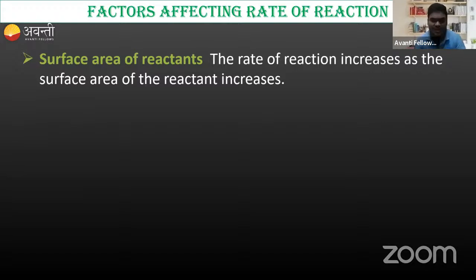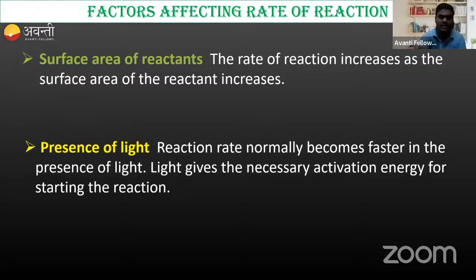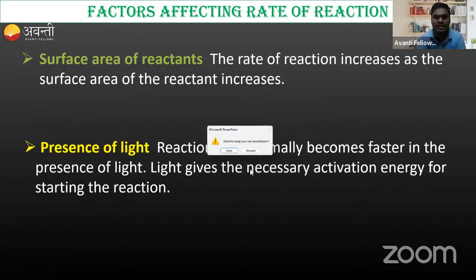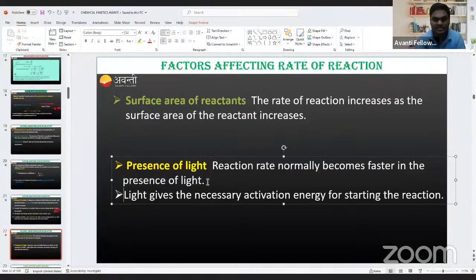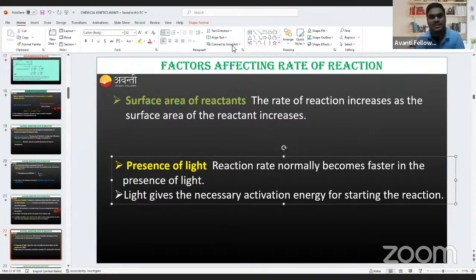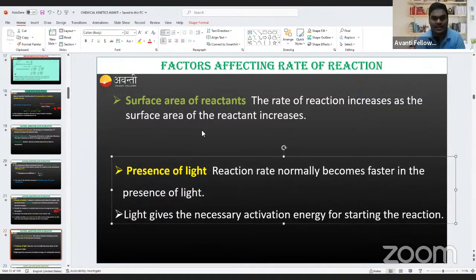If the surface area of the reacting substance increases, then the rate of reaction also increases. The next factor is the presence of light. Reaction rates normally become faster in the presence of light. So what does light give? Light gives the necessary activation energy for the reactant to react.